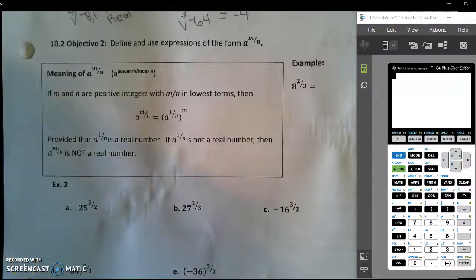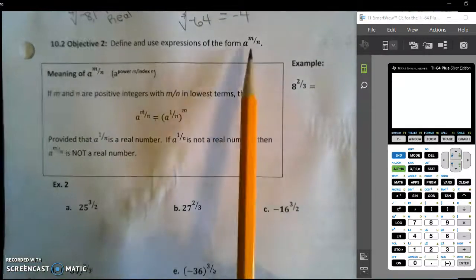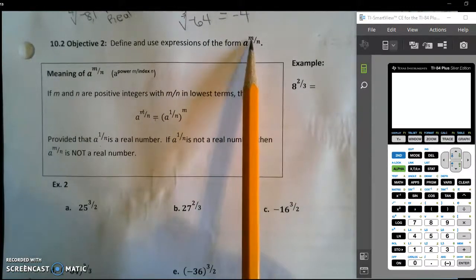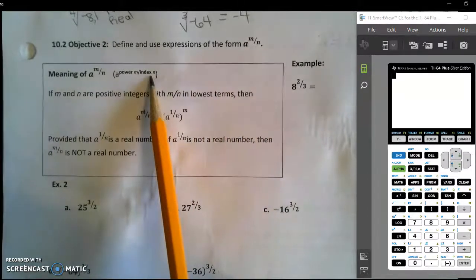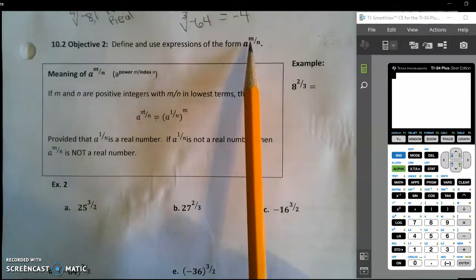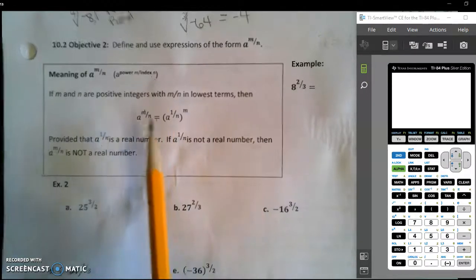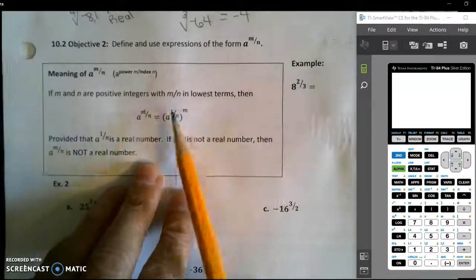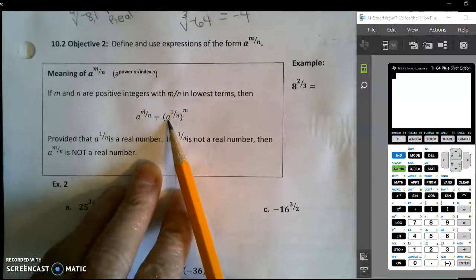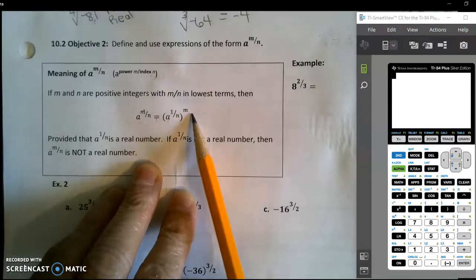Hello, I'm looking at section 10.2, objective 2. In this case, what we're talking about is something in exponential form with the m over the n. The n is the root or the index. The m is the exponent or the power. So what we're going to do is simplify these by, first of all, putting them as the nth root of a and then raising that to the nth power.